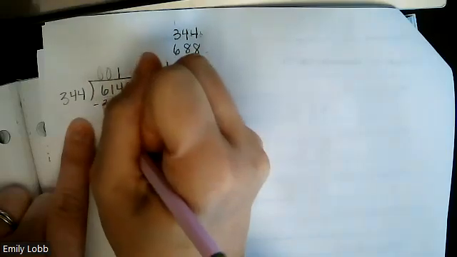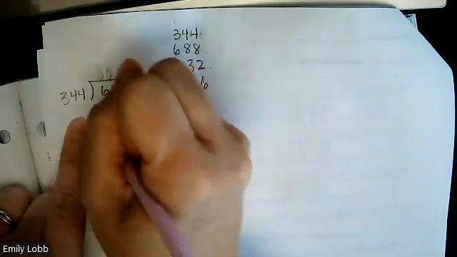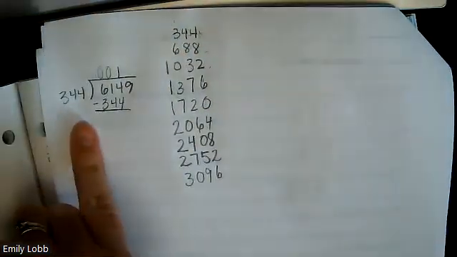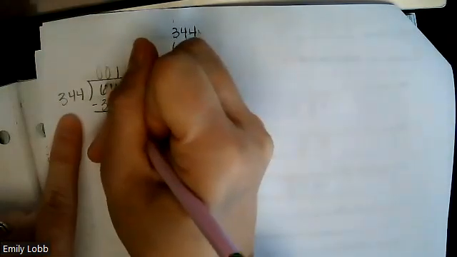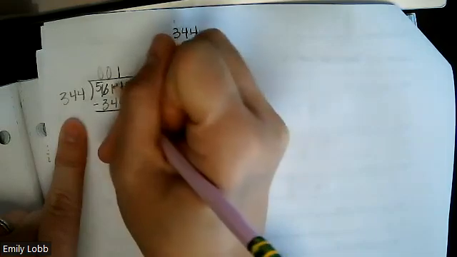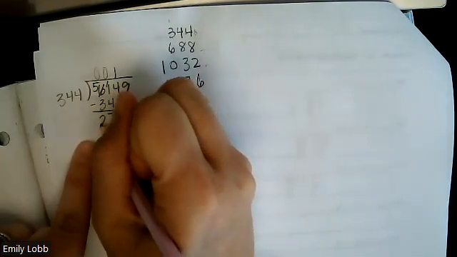Excellent. 3, 4, 4. 4 minus 4 is 0. I cannot take this away, so I have to borrow. The 6 becomes a 5. 11 minus 4 is 7. 5 minus 3 is 2.